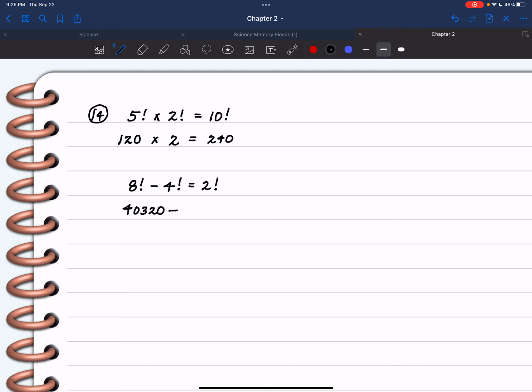4 factorial is 24. 2 factorial is 2. Is that true? No. And I think I'm going to do it this way. Let me back up to the first one and let's put in 10 factorial there. Is huge. Way huge. Those are not equal.